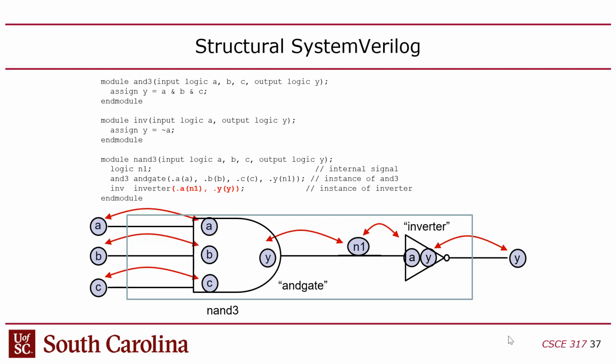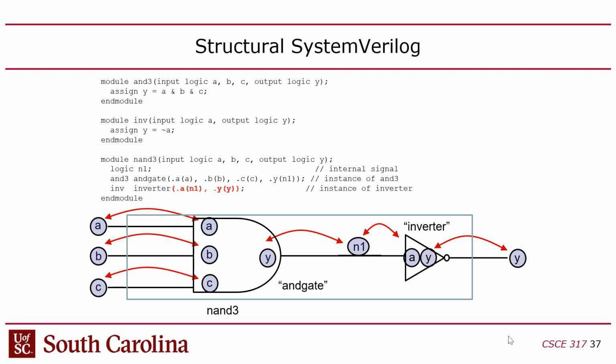You guys see that? I don't know if you can read it in the back, but A on the inverter, the A input, I'm going to connect it to N1, and the Y output I'm going to connect to my Y. His Y, my Y, connected together, right? So now I end up with, if I look at this as a glass box, the NAND gate with the AND gate and the inverter inside and connected, right?